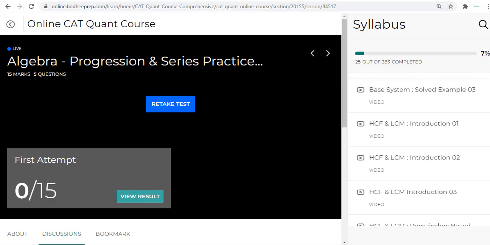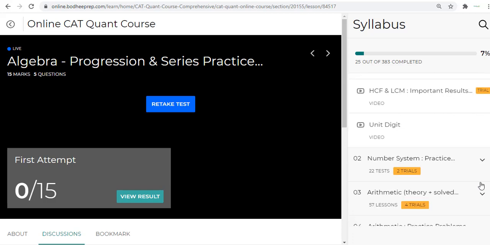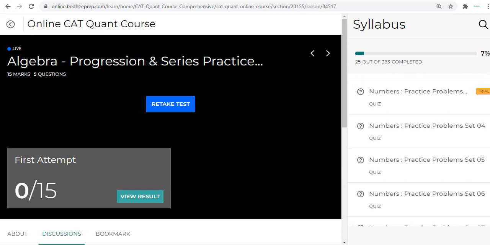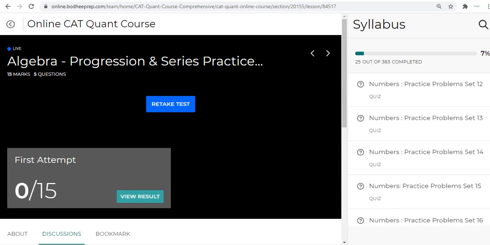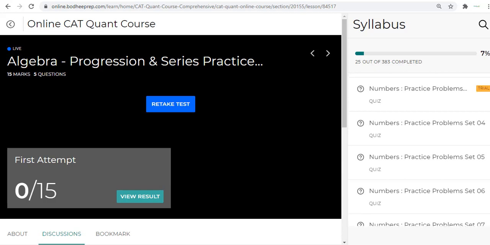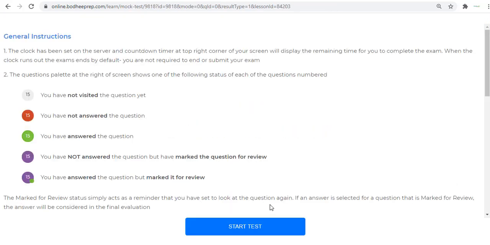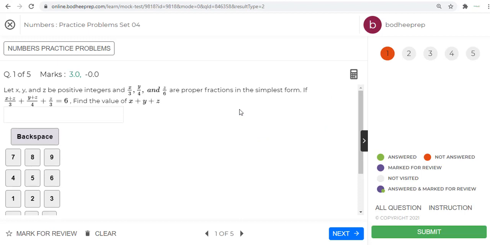Once you are done with all the solved examples and the concept, then you go to the number system practice. Once you go to the practice questions, you will find that there are practice problems of different sets, and all these are in the form of videos. For example, let's take practice set number 4. It is in the form of a test, but it should not be taken like a test. It should be taken as a normal practice problem. This is how it looks.